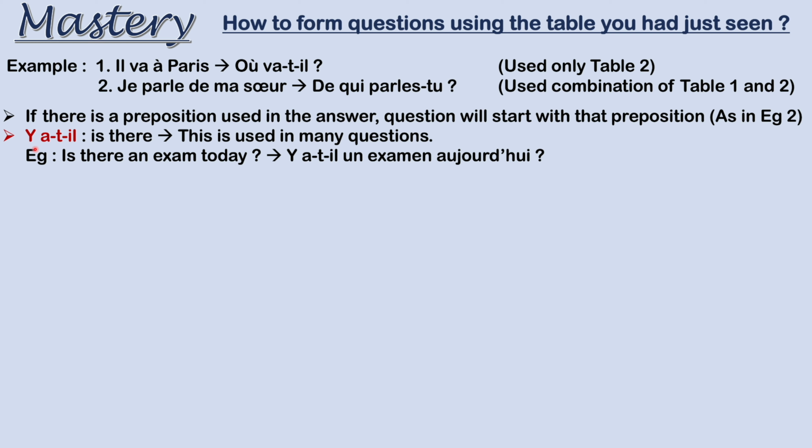Second most important point is y a-t-il. Y a-t-il means is there. You all know we write il y a for there is. So if we do its inversion, the inversion of il y a will be y a-t-il. This is used in many questions, so I thought I should give it here for the sake of vocabulary.